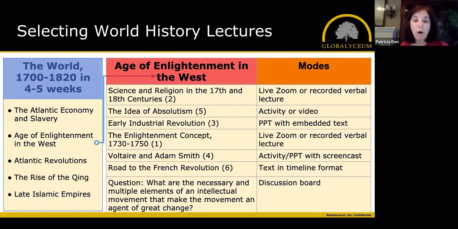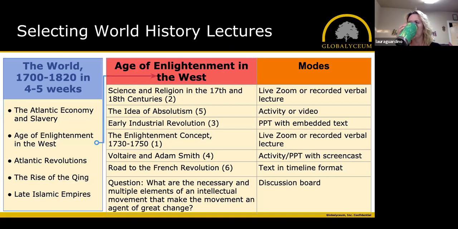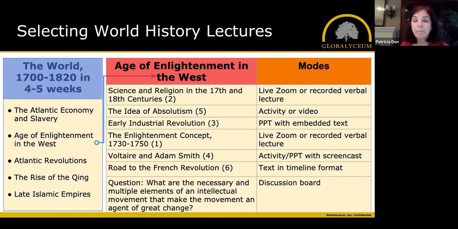And so when I look at my lectures, these are the things that I would do. I was trained always in lecture to have what's called an essential question or a thesis. So that question is at the bottom. What are the necessary multiple elements of an intellectual movement that make the movement an agent of great change? So what I want my students to get out of this week of lecture, most of all, is to understand the broad range of the Enlightenment.